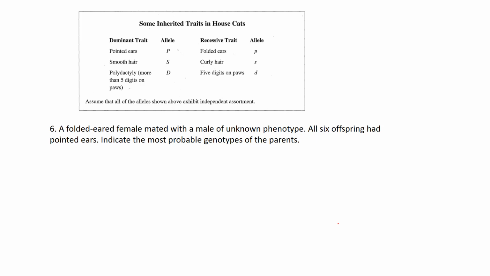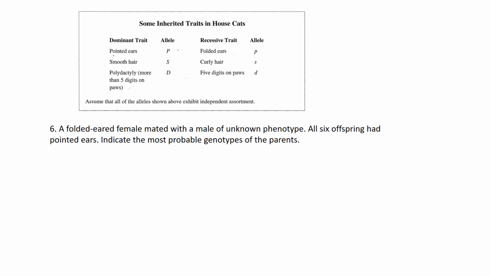Okay, question six. This is on page 39. It says, and they give us some traits here, so traits of a house cat. They're saying dominant traits. They're giving us the nomenclature. This is what nomenclature means: you're just going to put some notation to the actual allele. And again, capital letter if it's dominant, small case if it's recessive.